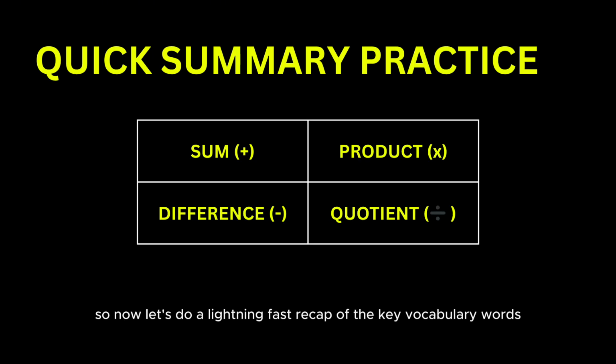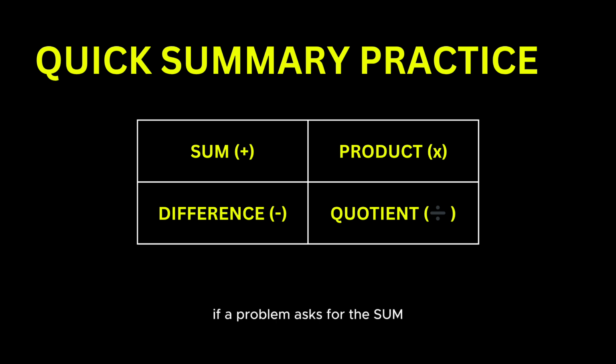So now let's do a lightning fast recap of the key vocabulary words, because math tests love to use these instead of signs. If a problem asks for the sum, you add. If it asks for the difference, you subtract. The product means multiply, and the quotient means to divide. Mastering these 4 terms is your ticket to surviving word problems later on.